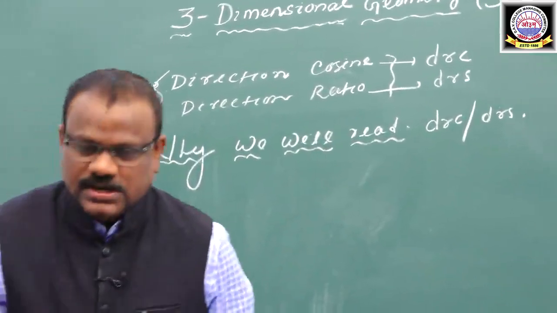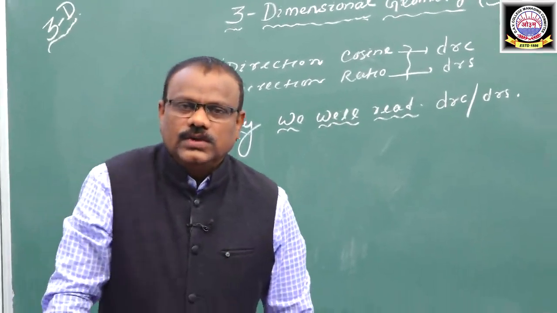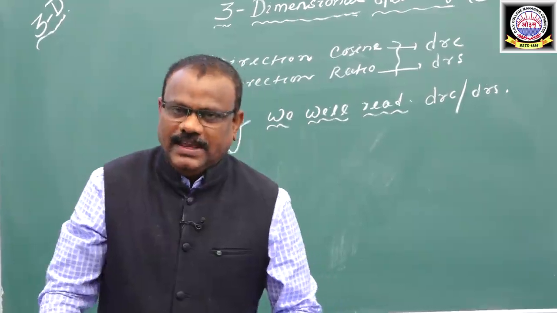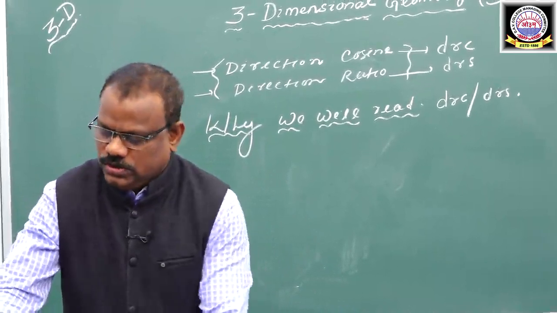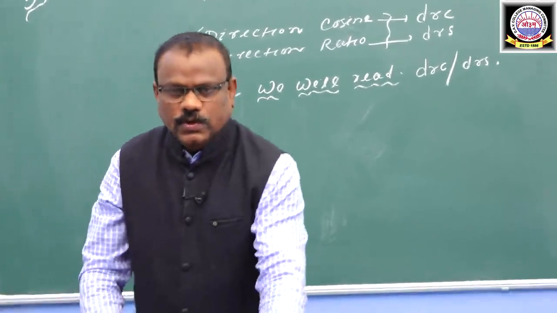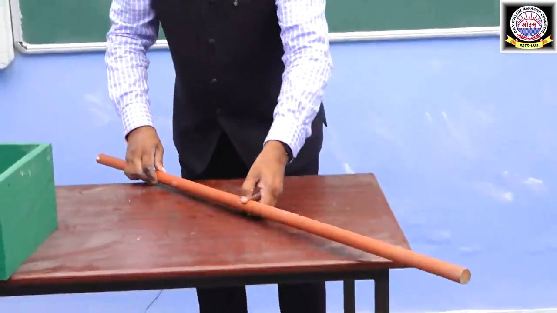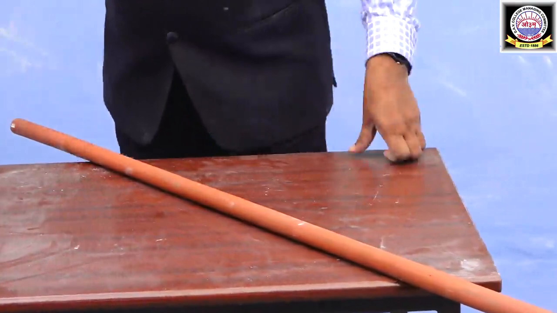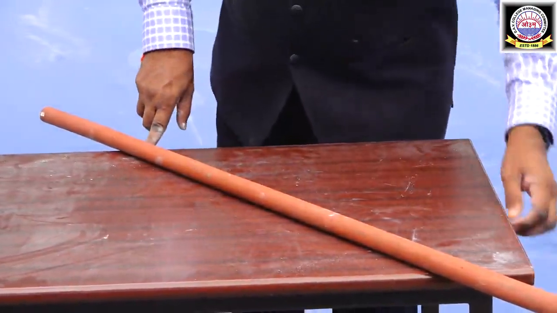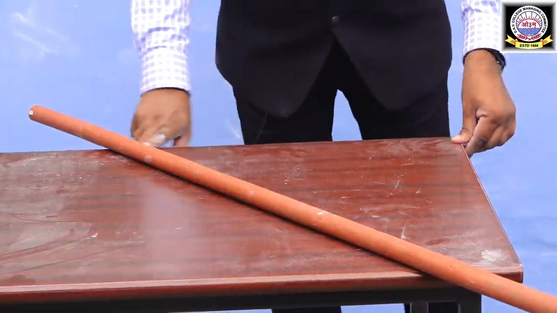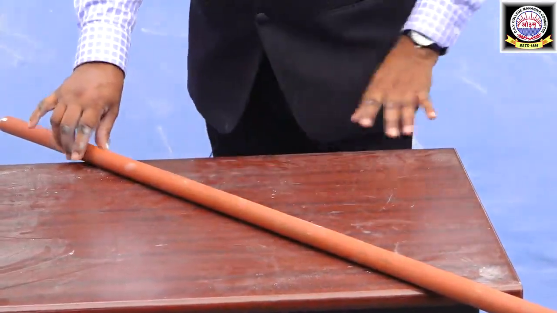Dear students, just remember how you find the equation of a line in a plane. Suppose you look here. This is a line and this is the plane. To find the equation of the line, what was the requirement? Suppose this is the x-axis and this is the y-axis. This is x and this is y, and we are going to find the equation of the line.